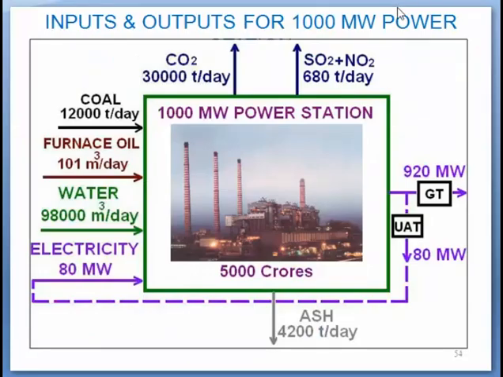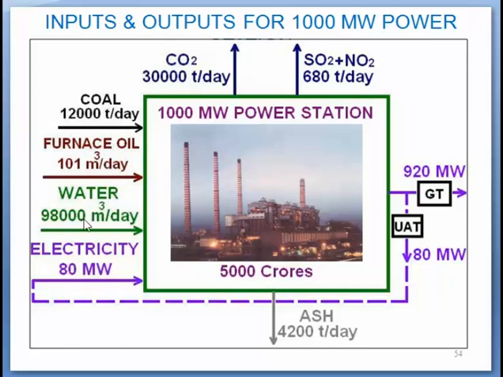For developing an understanding, we will see here the inputs and outputs which are required for a 100 megawatt power generating unit. So per day roughly 12,000 tons of coal is required. The furnace oil required is 101 meter cube per day. These are rough data basically. Many things vary, like the coal consumption depends upon the quality of the coal, your operation procedure, how you are operating the plant.